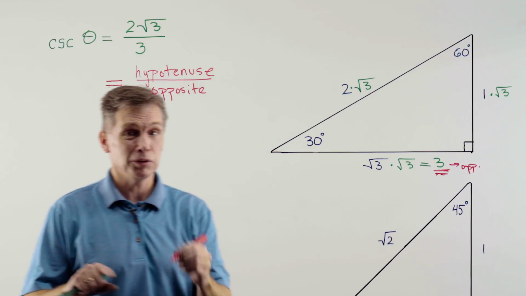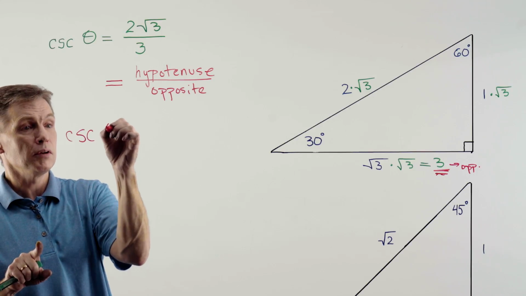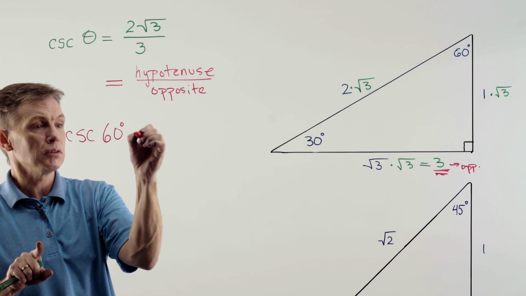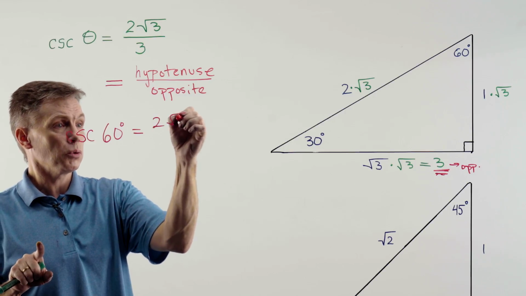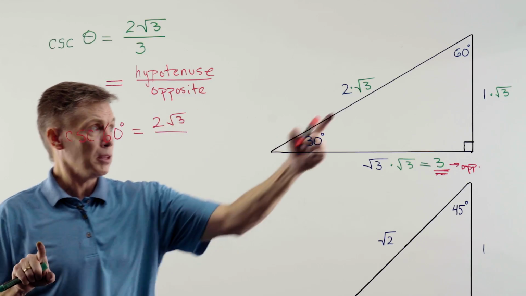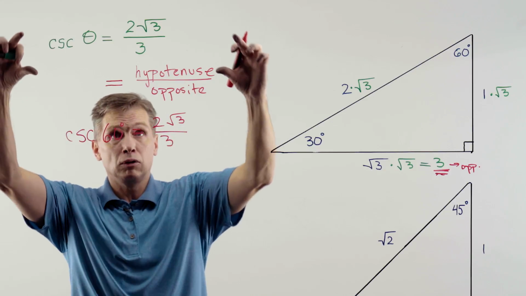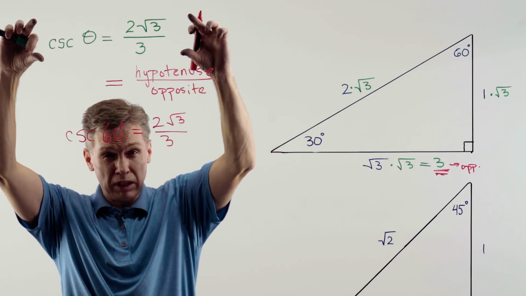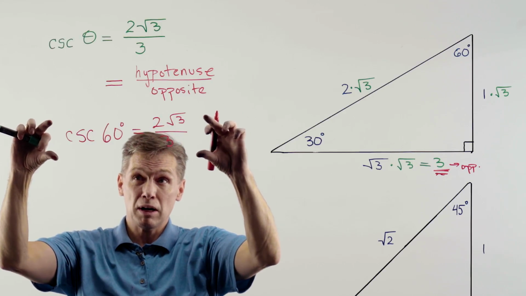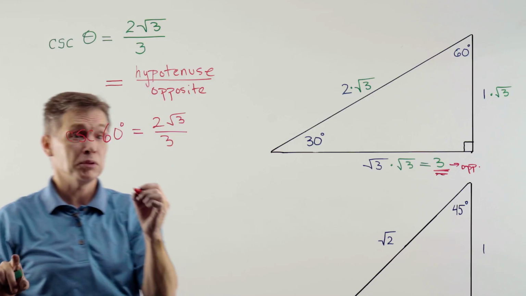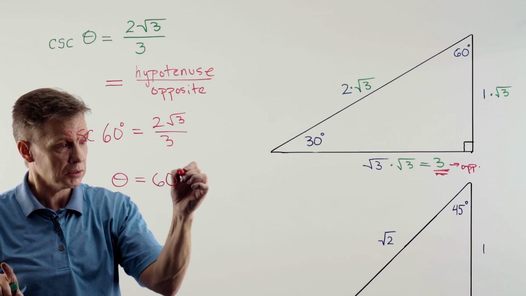That's key here, okay? So now I know that the cosecant of 60 degrees equals the hypotenuse, 2 square root of 3, divided by the opposite side, which is 3. Looking at the statement that was given to us, they asked us for theta, and that's what I've got right here. I've got the specific answer for theta to be 60 degrees.